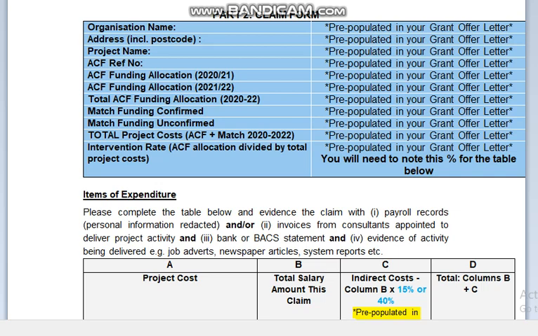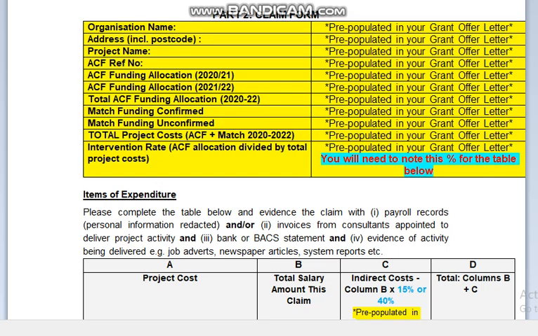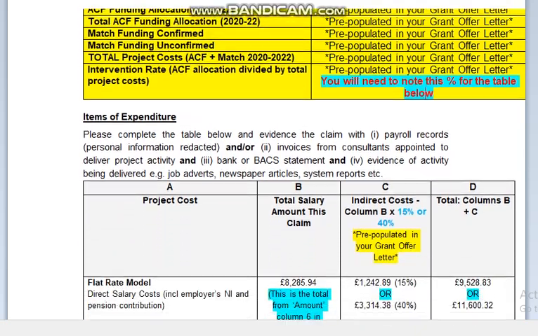The only thing you actually need to take note of in this table is the intervention rate. Your intervention rate will only be applied if you have provided match funding towards your project costs. If you have not provided any match funding, this intervention rate will always be 100%. If you provided match funding, it will be slightly less than that.